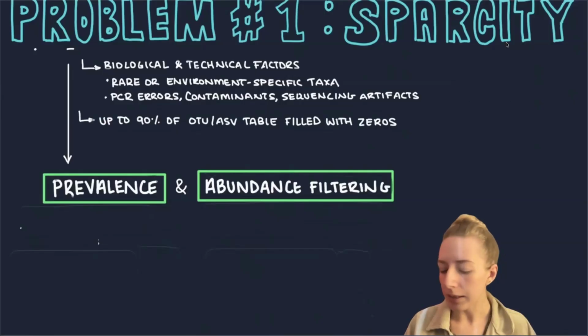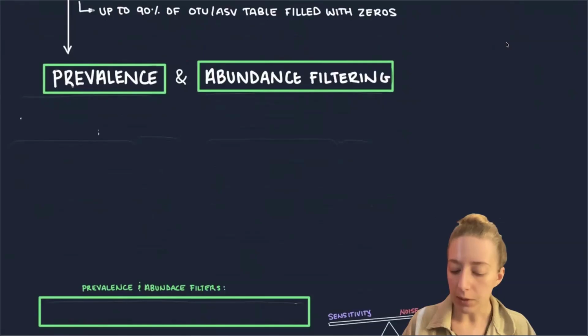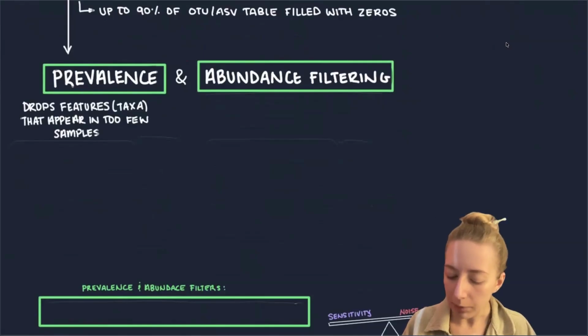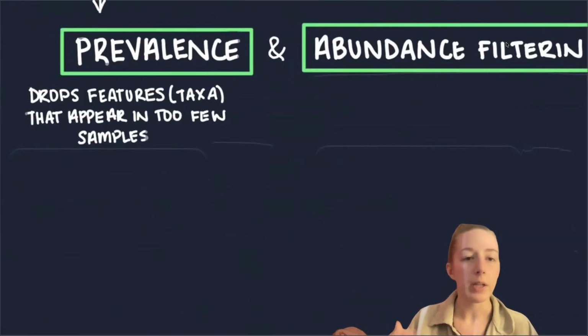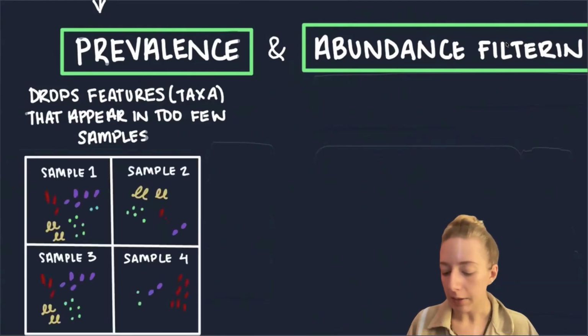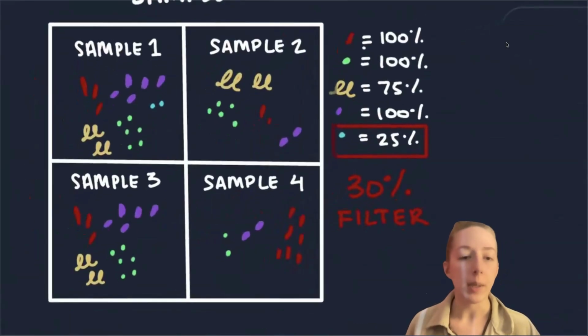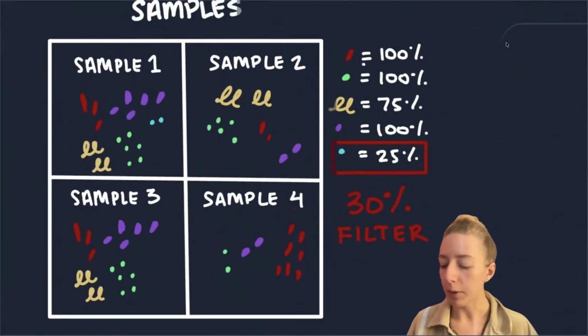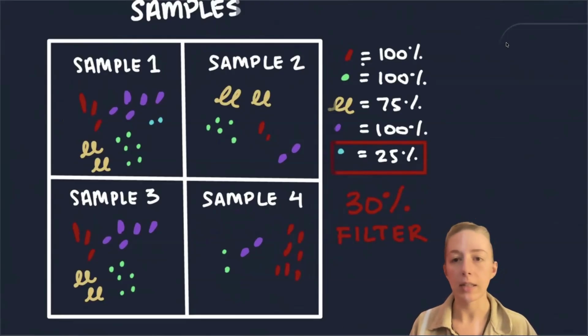Some ways to address this is by filtering them out and removing any ASVs or OTUs based on a couple of principles here. So prevalence filtering will drop any taxa or features, you can say, that appear in too few samples. And here's kind of an example of what I'm talking about. So we have four samples with various different proportions of microbes. And so if we look to see how many samples do we find those red microbes in? We find them in all of the samples here in this case. And then the same with the green, same with the purple.